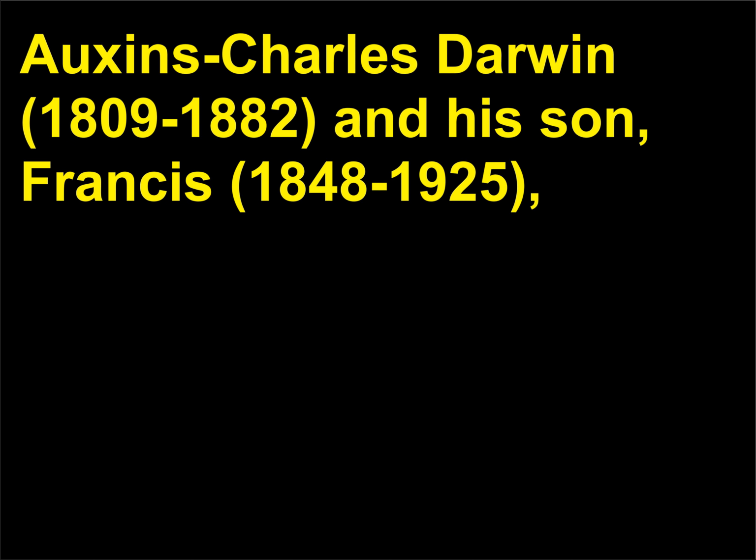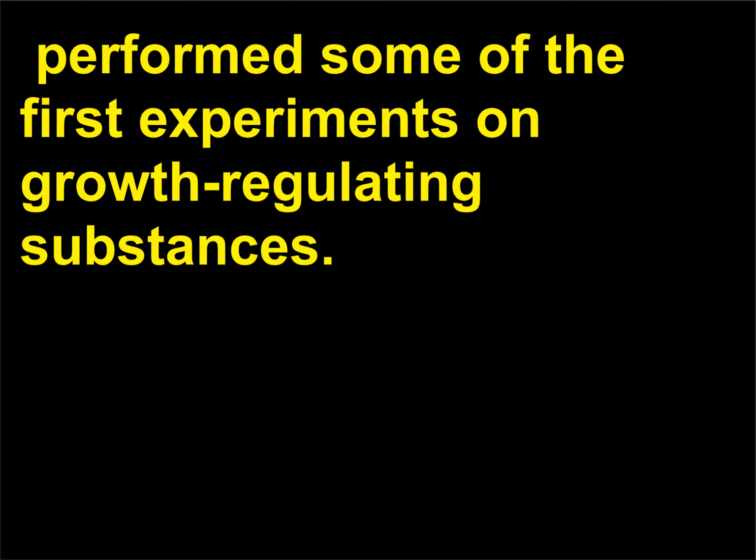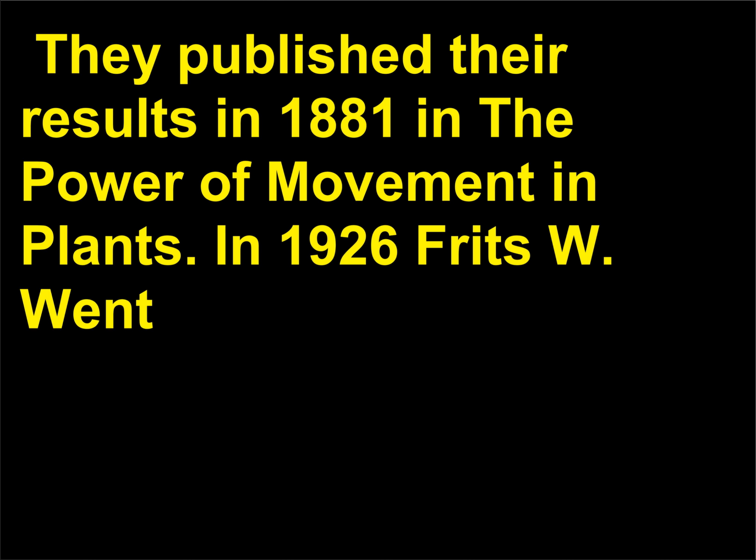Auxin. Charles Darwin, 1809 to 1882, and his son, Francis, 1848 to 1925, performed some of the first experiments on growth-regulating substances. They published their results in 1881 in The Power of Movement in Plants.